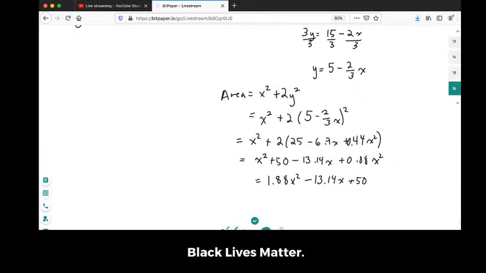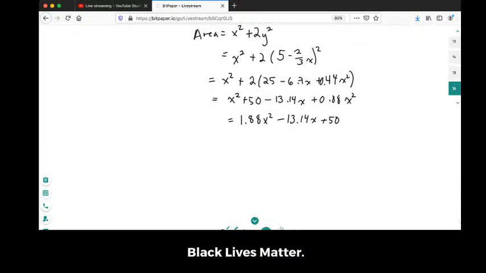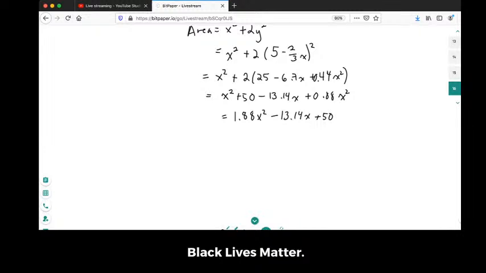Lord knows we ain't done yet. So let's keep on going, you guys. We need to find the minimum by finding the axis of symmetry. So if you recall, when we've got a situation like this, it's a quadratic equation. So the axis of symmetry is negative b divided by 2a. So I'm going to go ahead and plug in my numbers here. Negative 13.14 divided by 2 times 1.88.